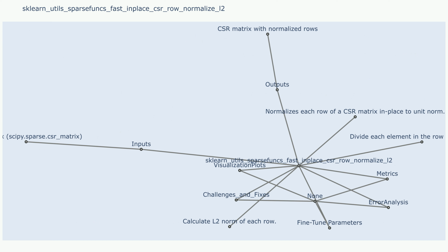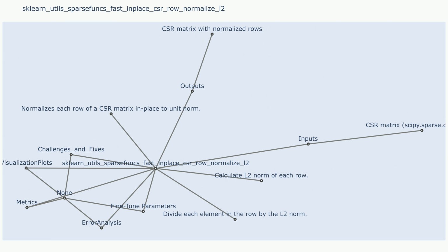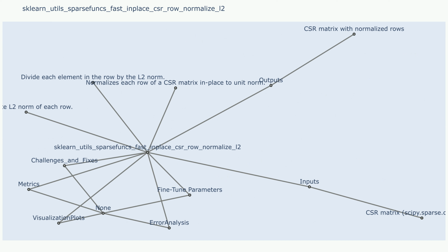Steps. Calculate the L2 norm of each row in the CSR matrix. Divide each element in each row by its corresponding row's L2 norm. This effectively scales each row to have a unit length. Metrics: L2 norm of each row. The L2 norm of each row in the output matrix is 1.